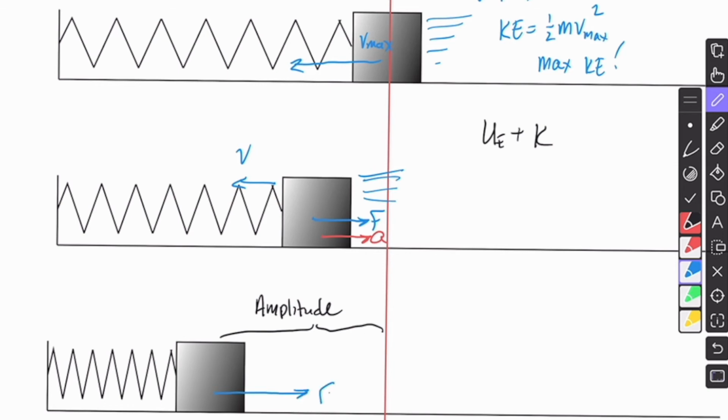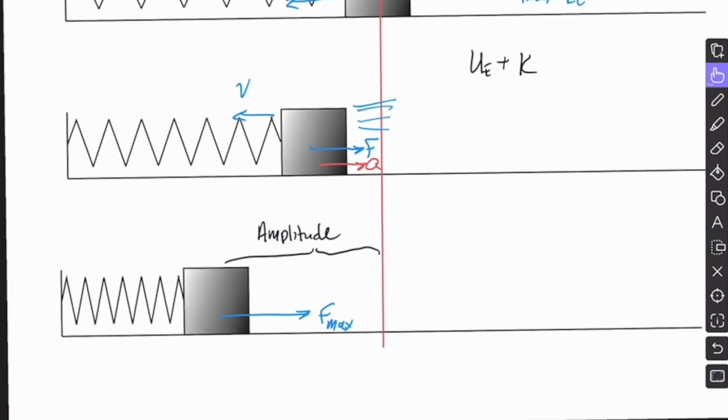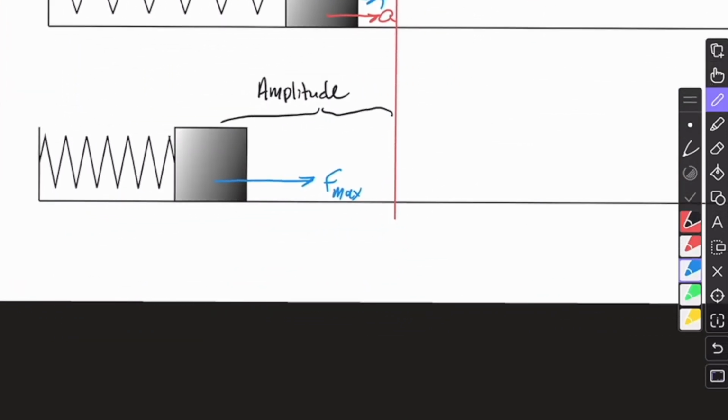The force has been increasing in this direction. The force will reach a maximum, because it's at this moment where it stops, maximum compression of the spring. The acceleration, also a maximum, because the force is a maximum, but the velocity is 0. Right, we're stopped. So this means all of the energy is elastic potential.